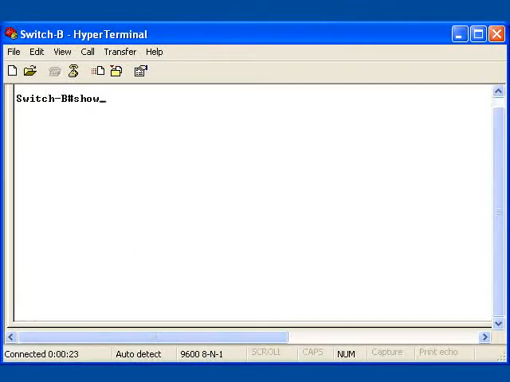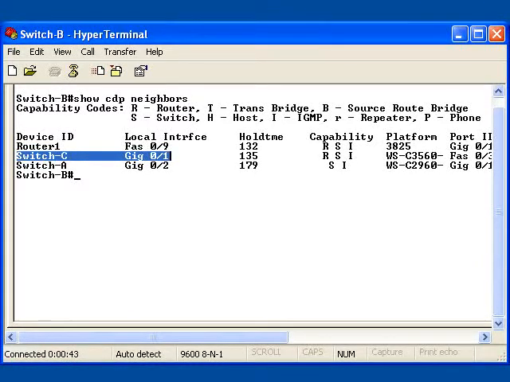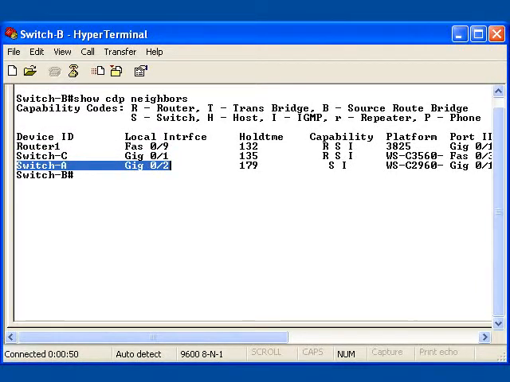Let's compare the output of the command on switch B with the network diagram. The output shows that the FA0/9 interface of switch B is connected to Router 1. However, the diagram shows that the FA0/10 interface of switch B is connected to Router 1. Though this does not really affect any operation on the network, we will document this mismatch.